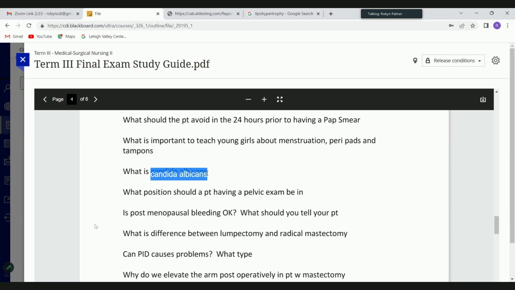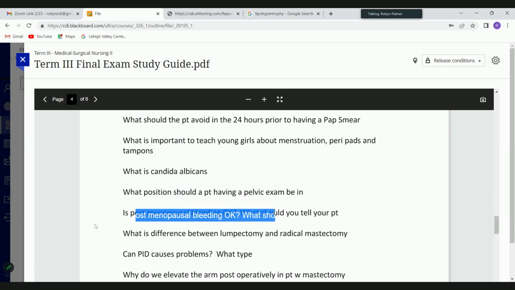Is Candida albicans a bacteria, a fungus, or a virus? Fungus. What position should a patient having a pelvic exam be in? A lot of these are repeat. Supine, dorsal, lithotomy. Lithotomy, that's right. Is postmenopausal bleeding okay? Nope. Any postmenopausal bleeding is cancer until proven otherwise, right?